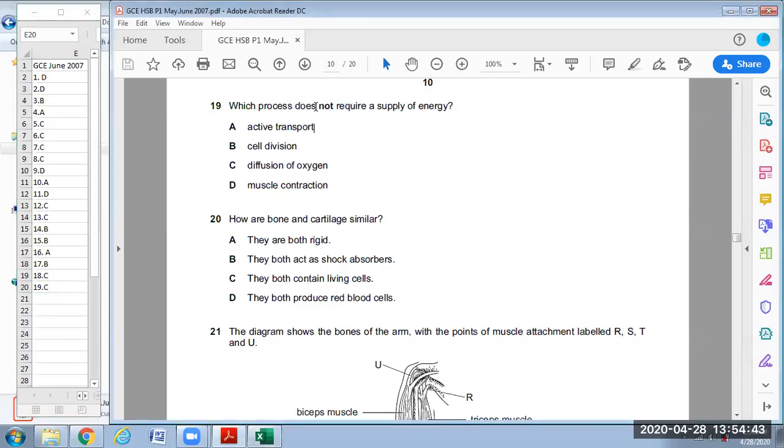So you see those that say does not, and which statement is false or not true, big and bold, highlighted in bold. Pay close attention to those kinds of questions because those are the tricky ones.